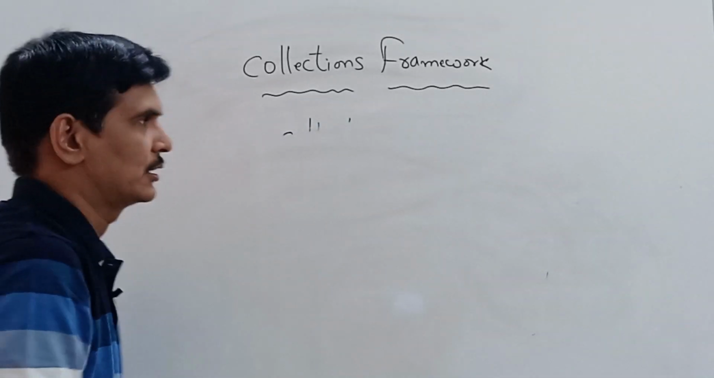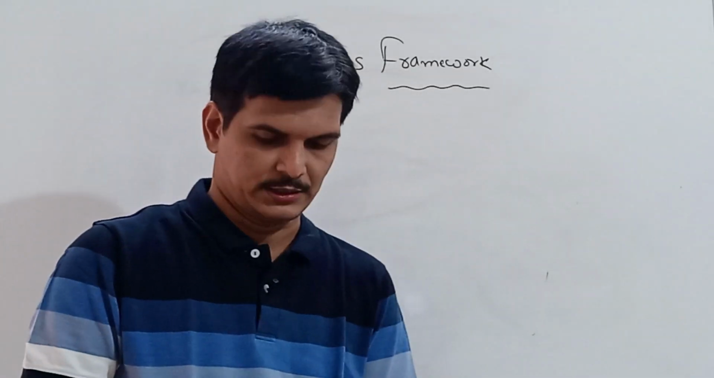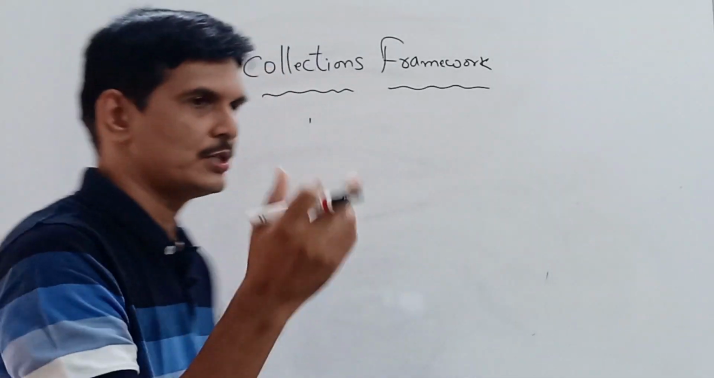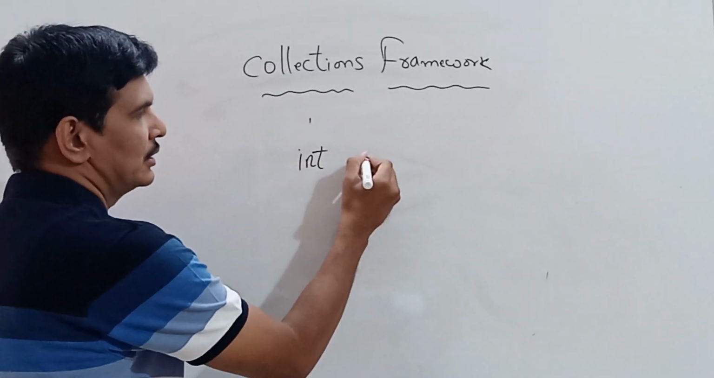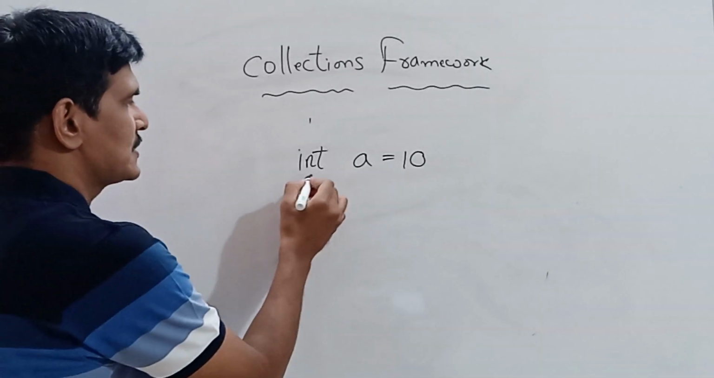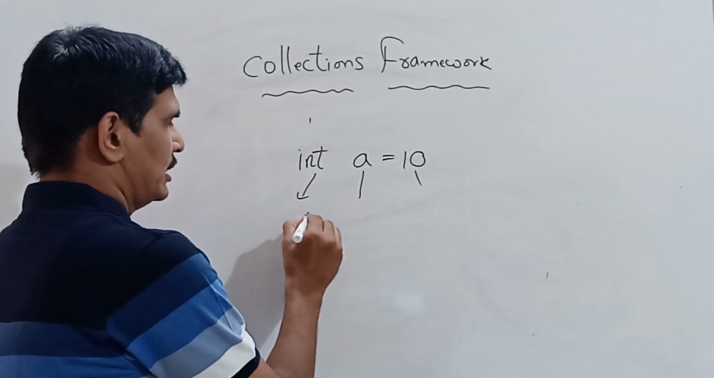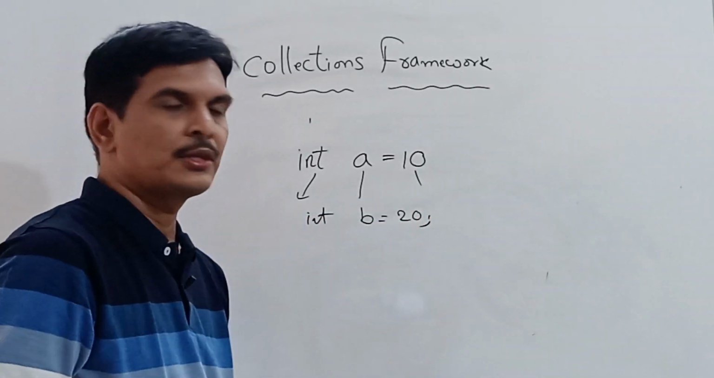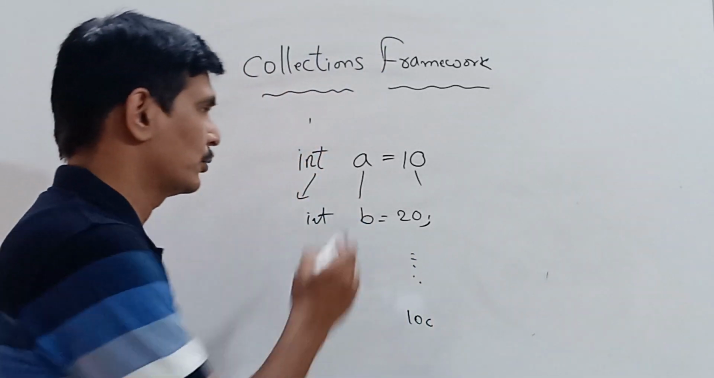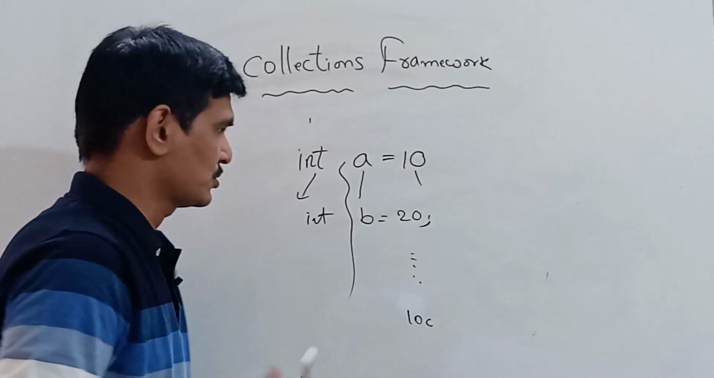Before discussing the collection framework, first we need to know why we need to go for it, why we need a collection framework in Java. To understand this better, let us see one example. Suppose in Java, if you want to store a value in a variable, first we have a data type and then a variable name, let's say a, and here I'll say 10. So what exactly is this representing? int is a data type, a is a variable, and 10 is a value. Similarly, if I want to store one more value, I have to define one more variable and then store some other value. If you want to store 100 numbers like this, we have to create 100 variables. This is not a best programming practice.